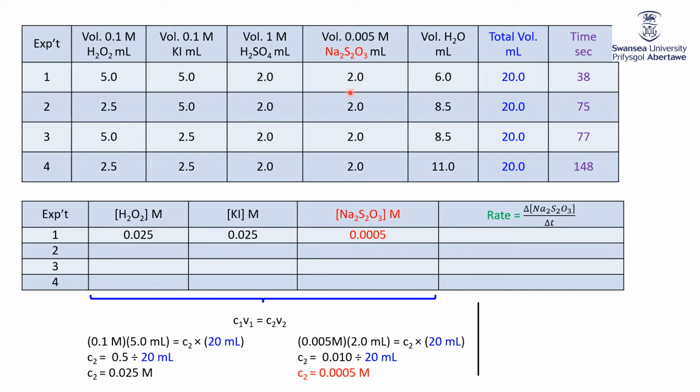Because we used the same volume of sodium thiosulfate, the same concentration and the same total volume, the change in the thiosulfate concentration will always be the same. It'll always be the 0.0005 molar. For this first reaction, the time taken was 38 seconds, so the rate is 1.32 times 10 to the minus 5. So now you can go away or pause the video and complete this data table using all of these other concentrations.